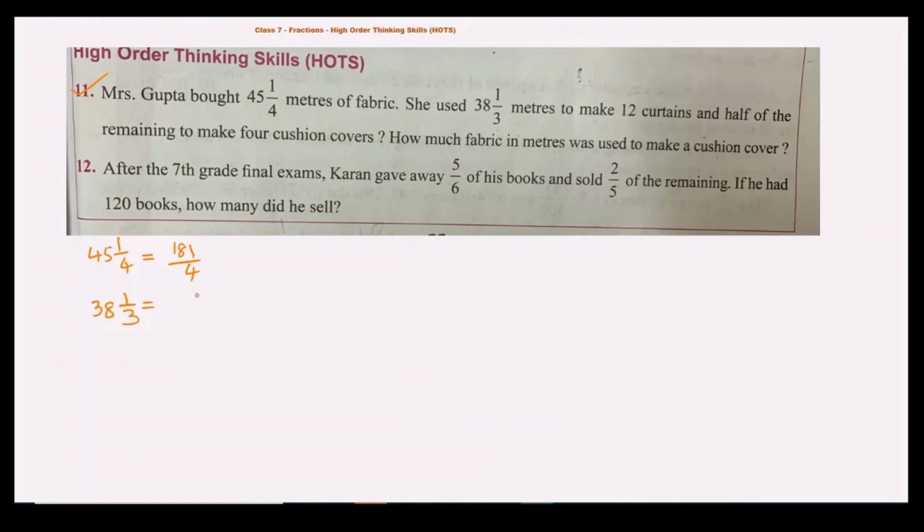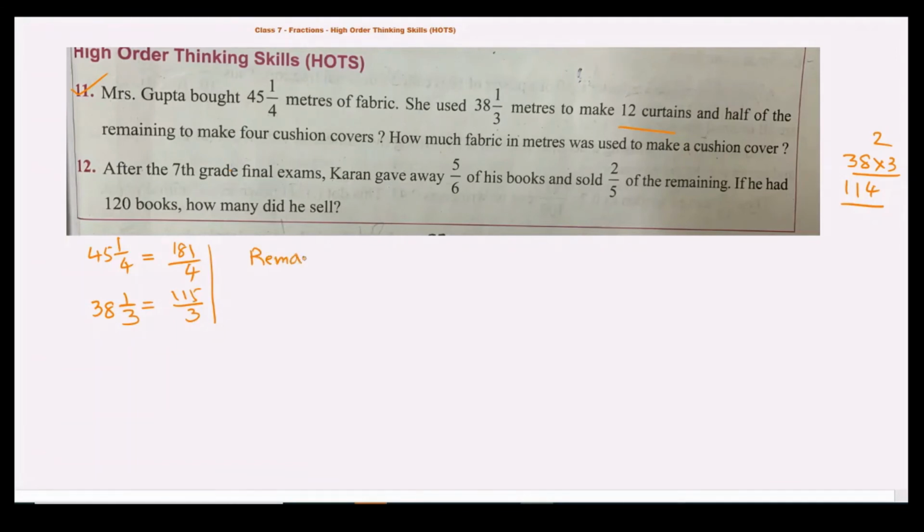12 curtains. Okay, 38 1/3. I am just doing here 38 into 3. 3 8s are 24, 3 3s are 9 plus 2 is 11, 114 plus 1 is 115 by 3. This much cloth is used to prepare 12 curtains, and half of the remaining, first we find out remaining cloth.